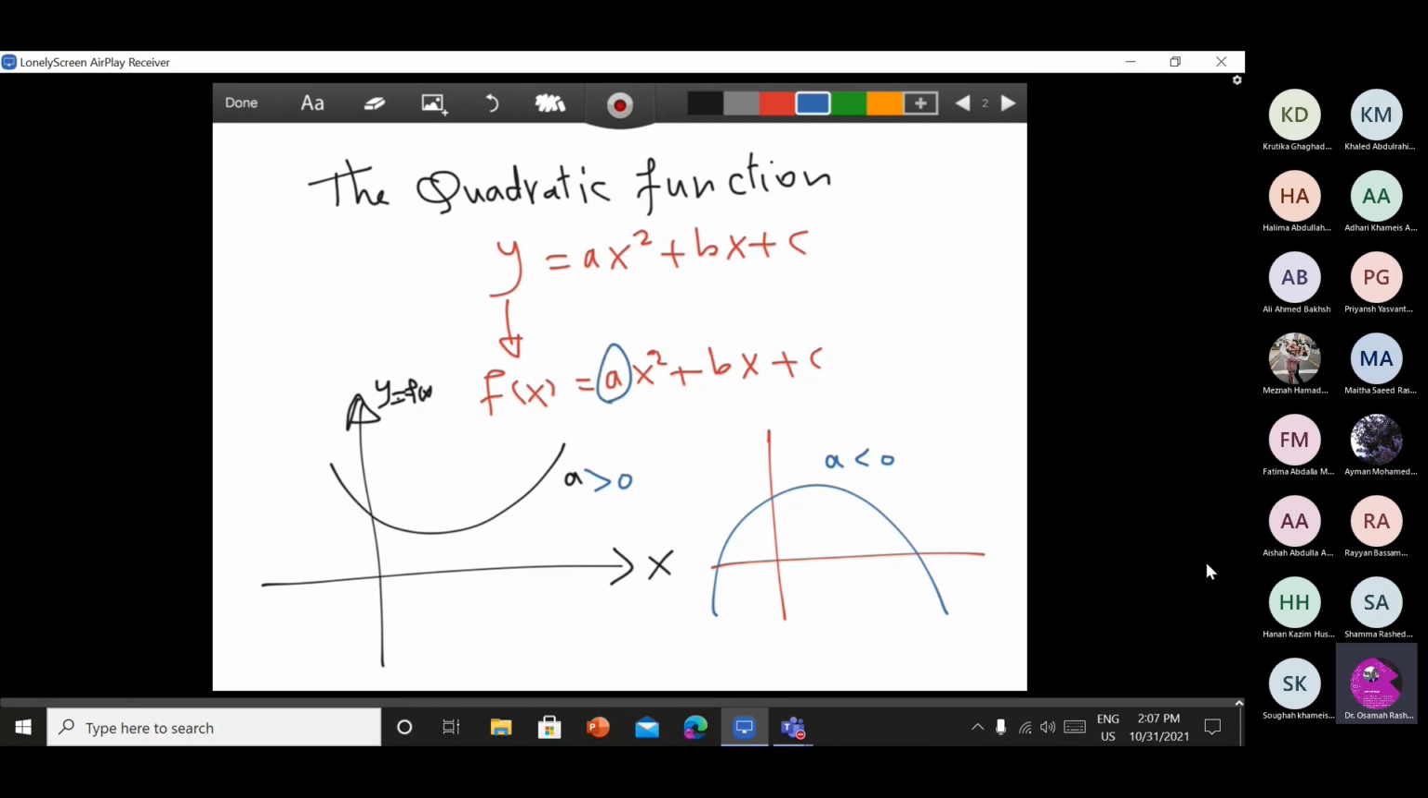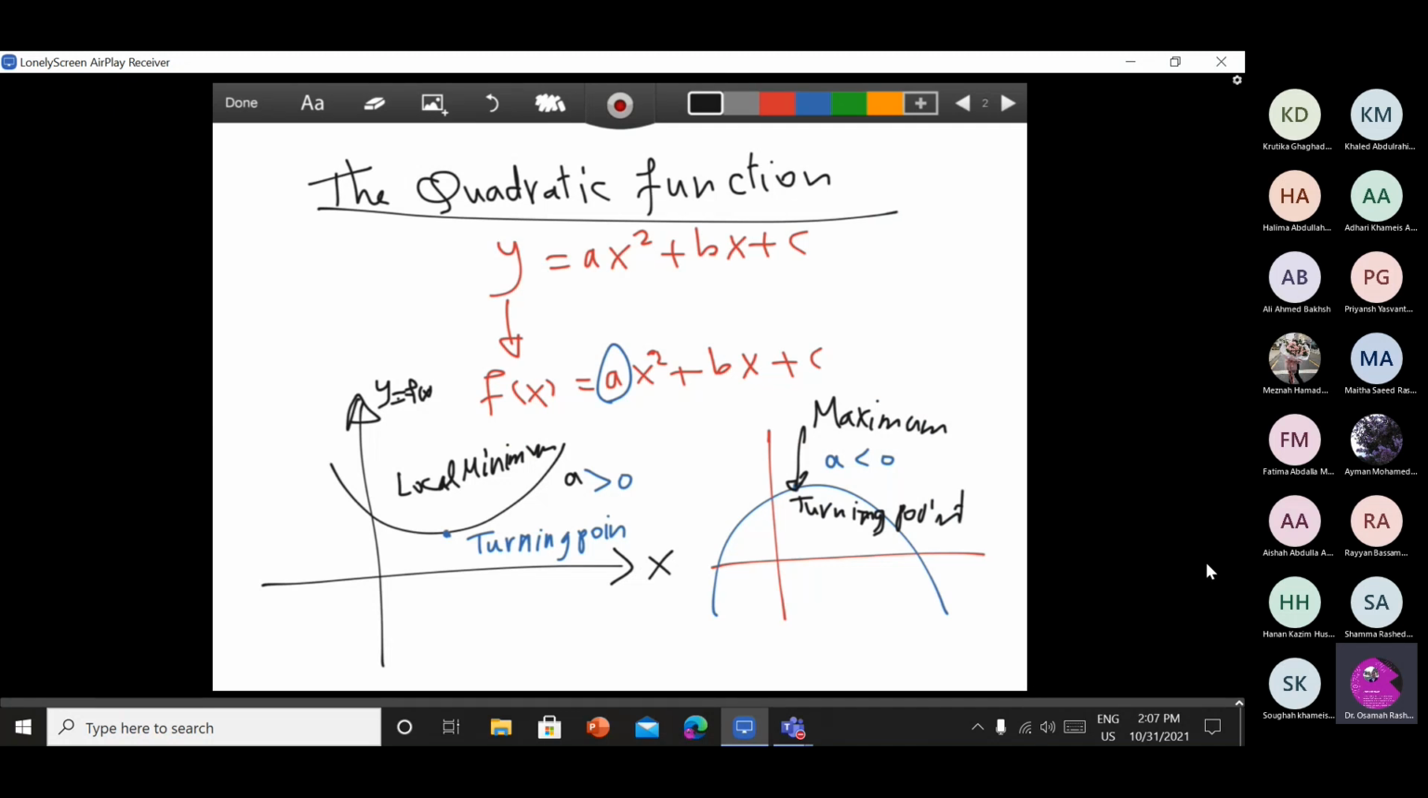So this one is the turning point. And this one is also a turning point, but in this case the turning point is a local minimum. And this is a turning point, and in this case it is a maximum. Okay, this is a quadratic function.